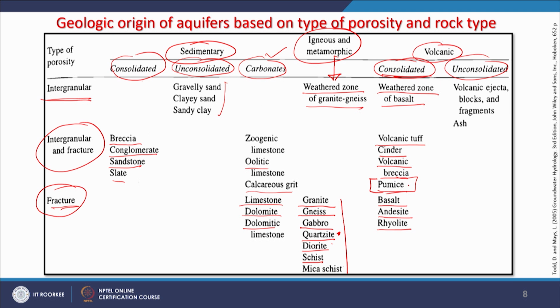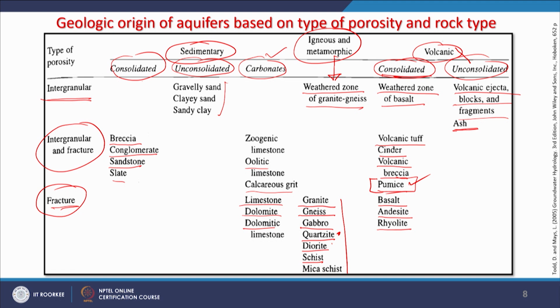Also, if you put this rock in water, it floats, and there are a lot of mythologies associated with this, which I am not going to discuss, but just to tell you that pumice is a very lightweight rock because large pore spaces are there. Though interconnections are not there, otherwise it will not float, it will fill with water. So, another type of volcanic unconsolidated rock are the volcanic ejecta, blocks and fragments, ash. Sometimes we also get ash as a geologic formation.